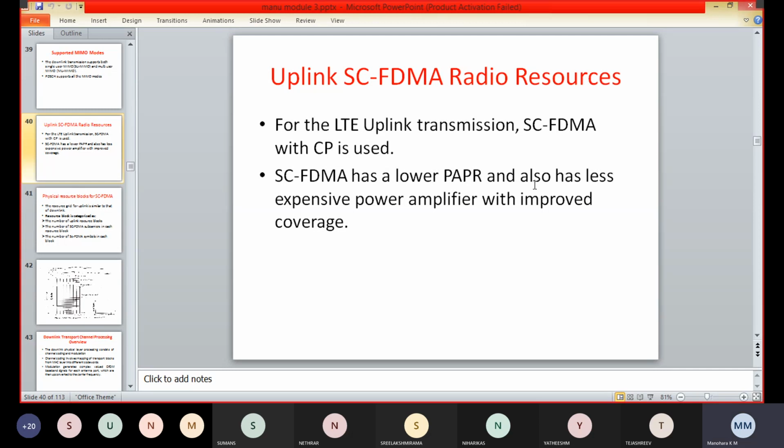The SC-FDMA possesses most of the merits of OFDMA while enjoying a low PAPR, that is peak to average power ratio. A lower PAPR is highly desirable in the uplink as less expensive power amplifiers are needed at the user equipment and coverage is improved.